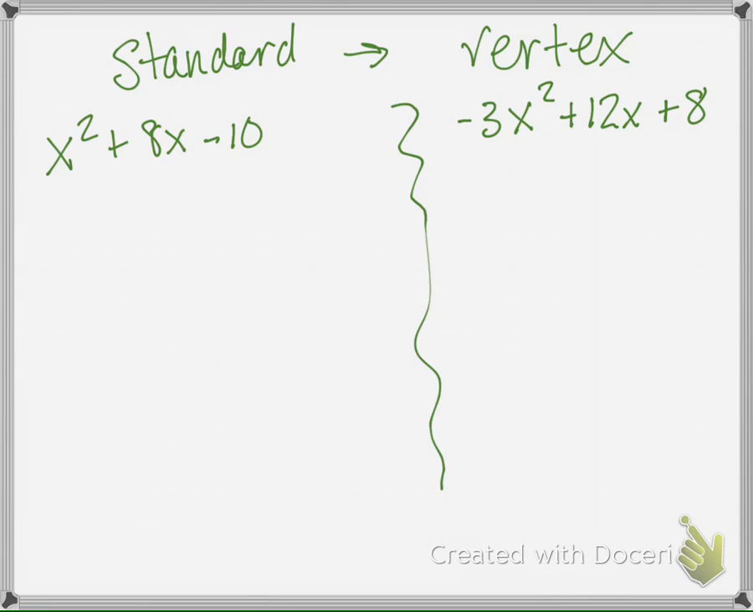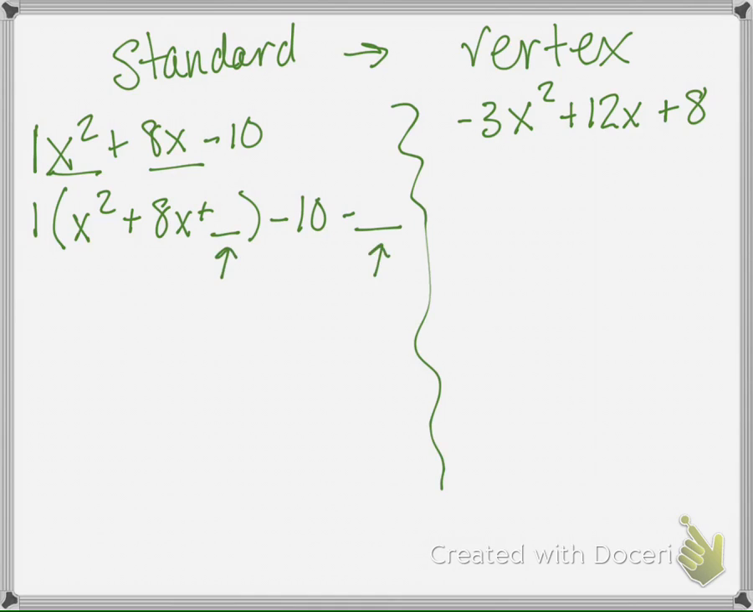Alright, so I'm going to start over here on the left side with x squared plus 8x minus 10. So this does have an a value of 1, but when I pull 1 out, it doesn't really change anything in my first two terms. So that would still just be x squared plus 8x plus blank minus 10 minus blank. Now remember, these blanks, I'm adding a value into my equation, so I have to offset that by subtracting that value out. That's why they're there.